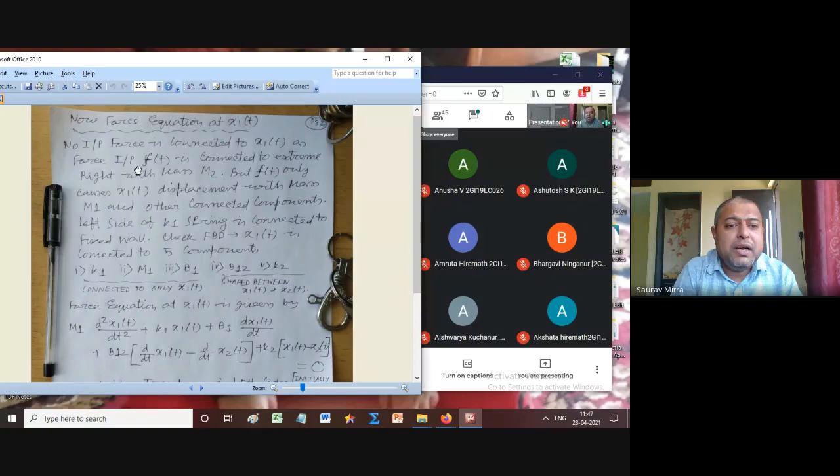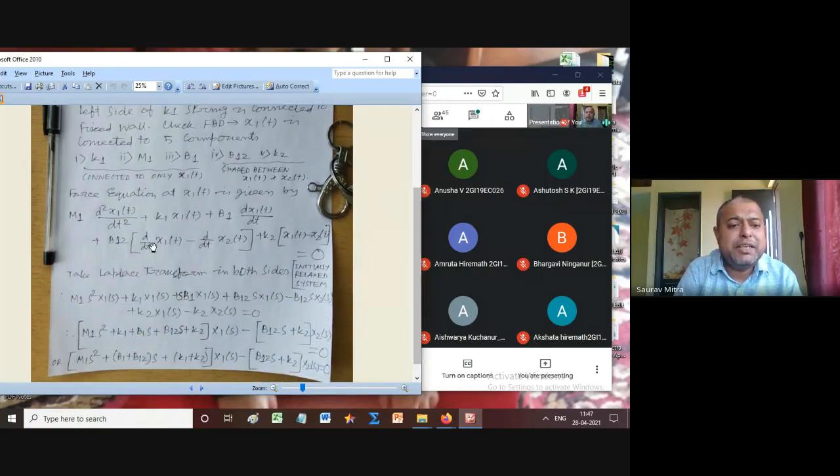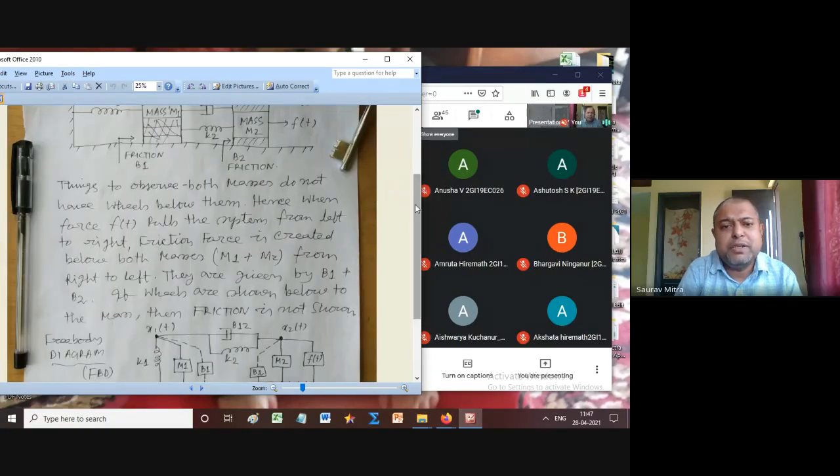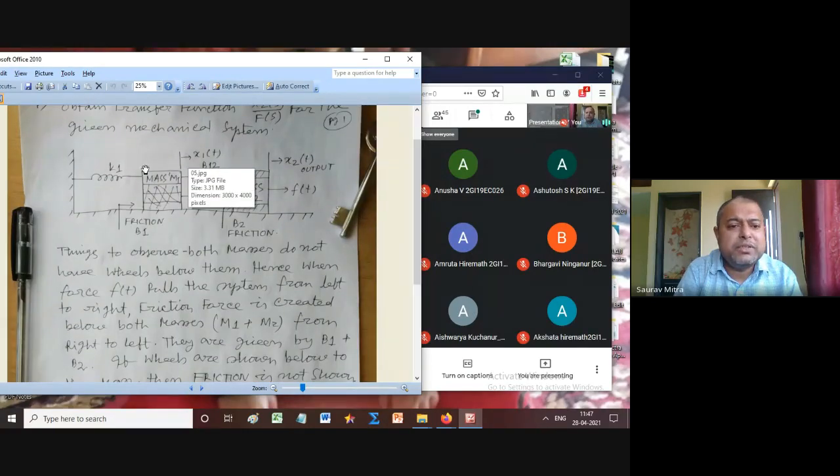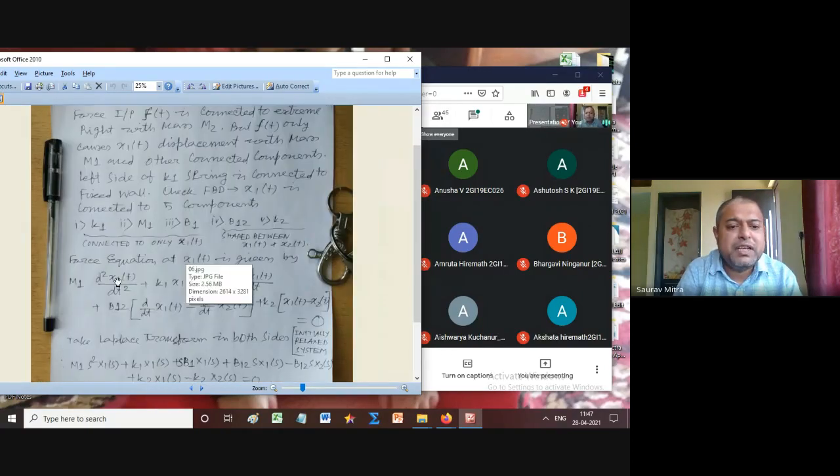Now see, no input forces, so equation for x1, so no input force is connected to x1, as force Ft is connected to the extreme right, that is to m2, but Ft only causes x1 displacement. And whenever I'm writing the equation for x1(t), just check. Okay, so in the previous page the circuit is there, you have to understand. So x1 is connected with K1, B1, M1, B12 and K2. How to write this equation? So this equation is written like this.